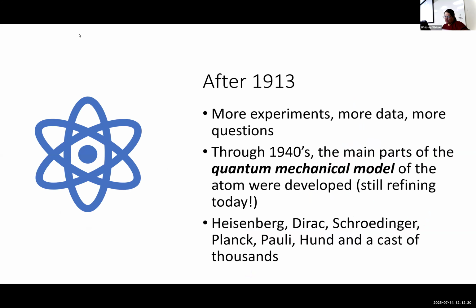That's up until 1913. So we have developed a better estimation of where the electron is. It's not perfect, but we have gotten better. So there are more experiments, more data, more questions. Through the 1940s, the main parts of the quantum mechanical model took over, and we are still refining it. This is not perfect. This is Heisenberg, Dirac, Schrodinger, Planck, Pauli, Hahn, and lots of other scientists who developed these theories.